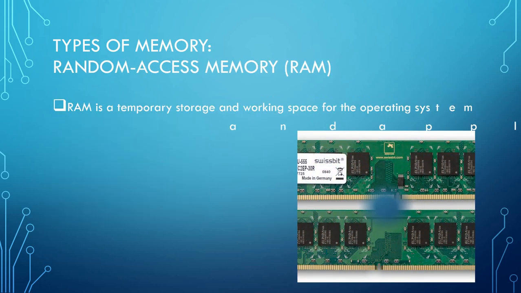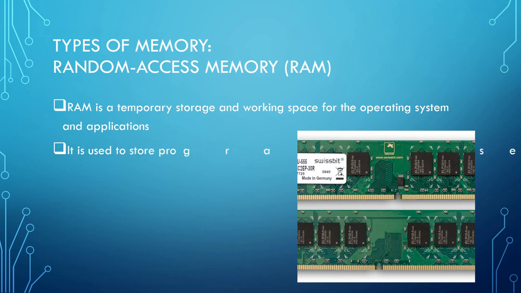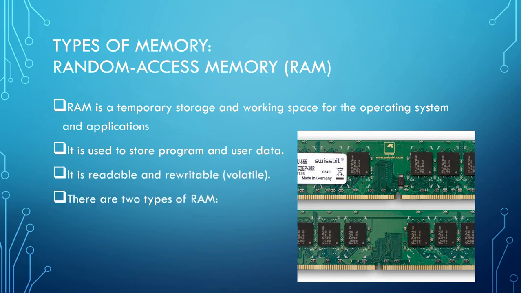Types of memory. Random access memory, RAM. RAM is a temporary storage and working space for the operating system and applications. It is used to store program and user data. It is readable and rewritable, and volatile. There are two types of RAM: static RAM, SRAM, and dynamic RAM, DRAM.